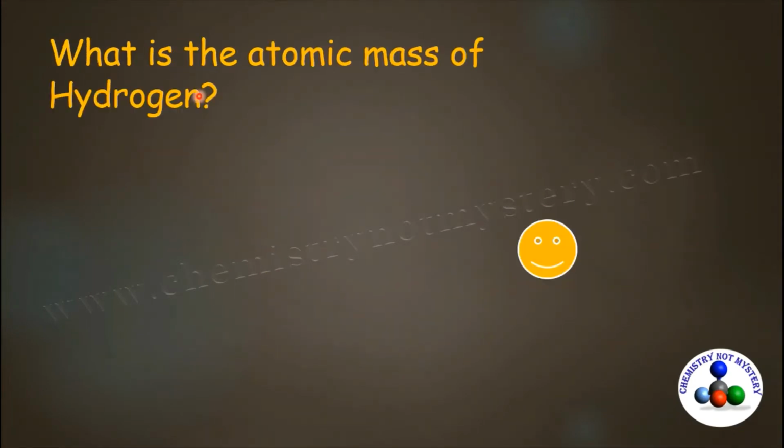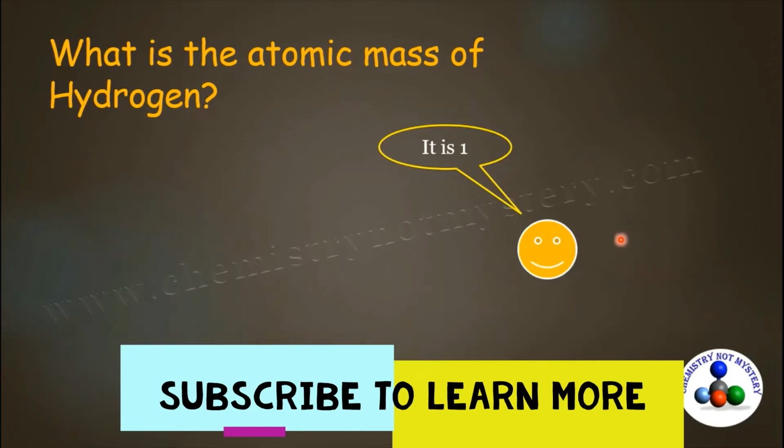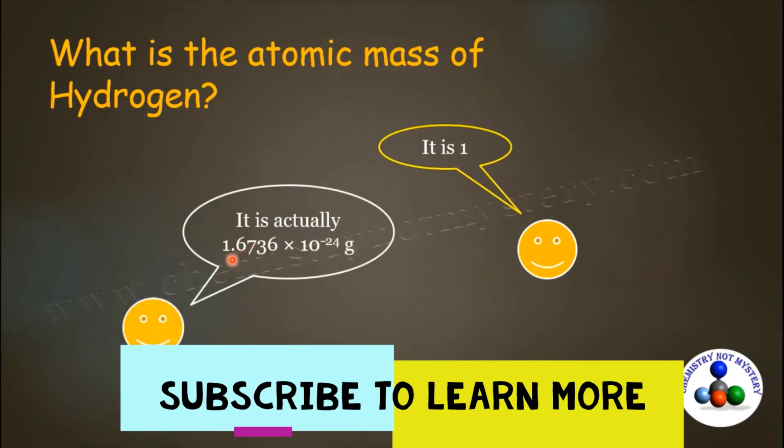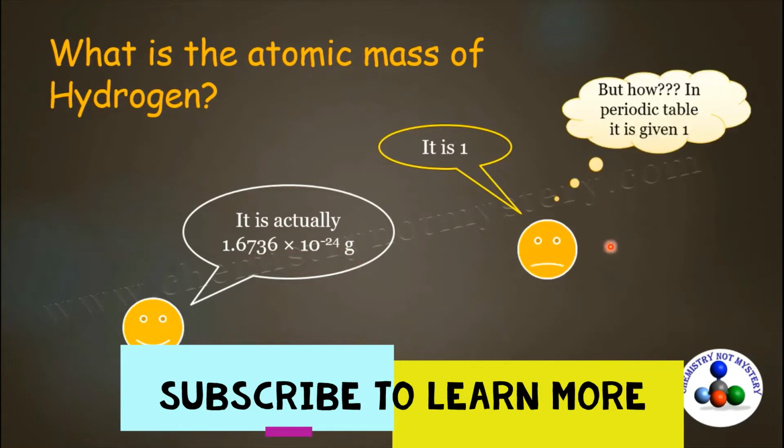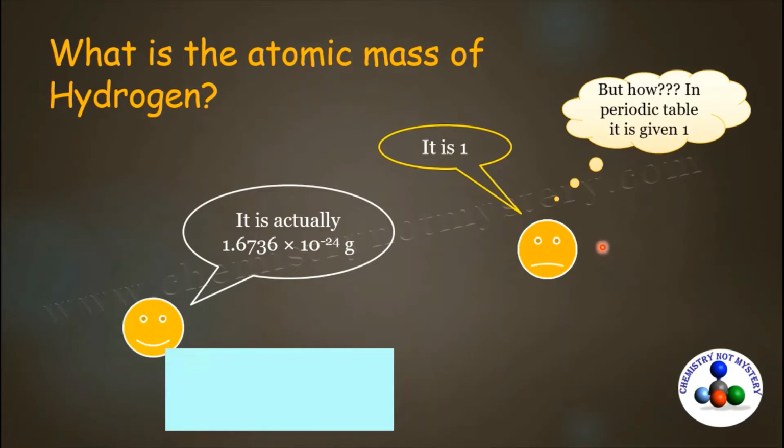Now come to the atomic mass. Atomic mass is the mass of an atom. If I ask you what is the atomic mass of hydrogen, you will promptly answer it is 1. But if I say it is equal to 1.6736 × 10^-24 grams, you will be surprised because in the periodic table the mass of hydrogen is given as 1.